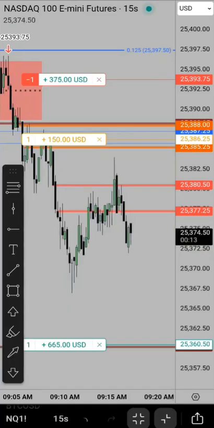Can you imagine? All right, so I'm looking at that little gap right there. I want to see it perform as an inversion fair value gap. So that'd be something like this.